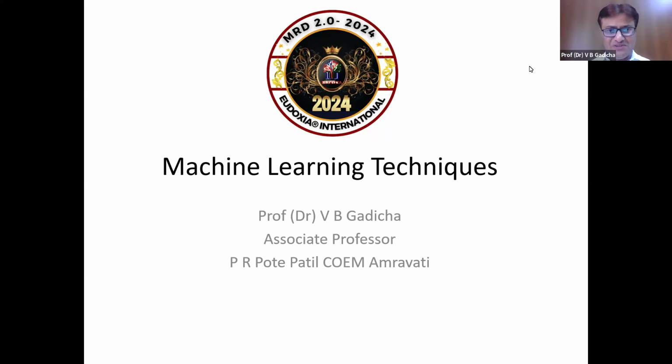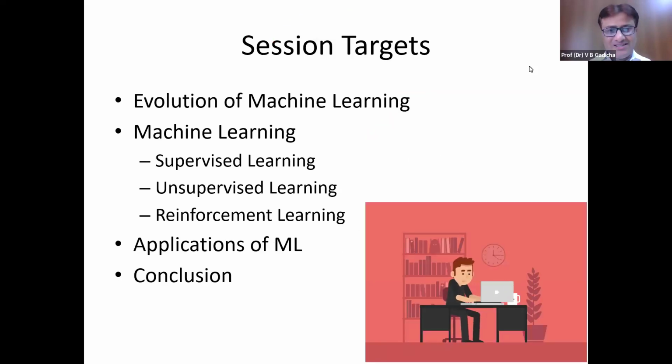So let me proceed towards this technical topic. I understand this is a very technically complicated topic, but I will try to simplify it. So what are the things we are going to visit in this presentation? We are going to see the evolution of machine learning, where it came from, how machines started learning and what it actually means. Then what are its types, like what is supervised learning, what is unsupervised learning, what is reinforcement learning, and what are the various applications of machine learning. And finally, we will wind up the discussion.